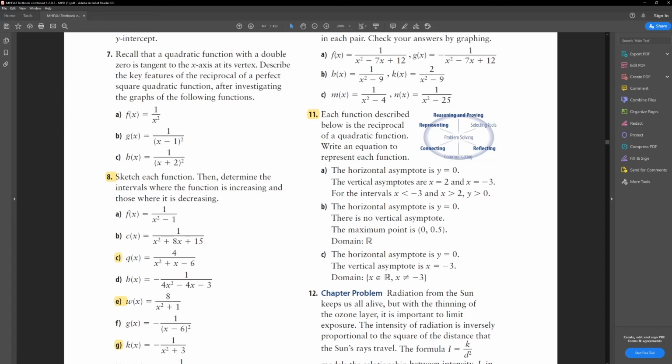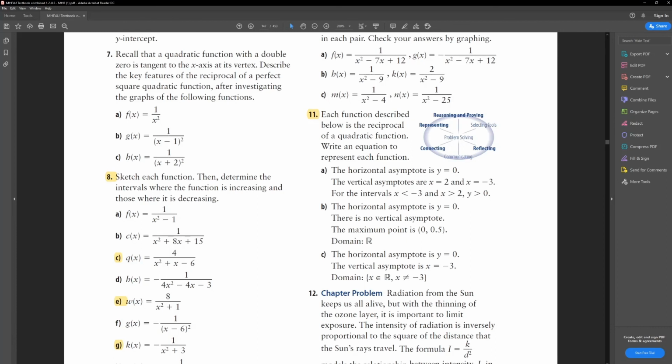Now with that in mind, we could substitute our maximum point in. So we have 0.5 is equal to 1 over x squared plus something, where x squared is actually equal to 0. So y is equal to 1 divided by a value. Now simply solving that, you would find that that value is equal to 2. So what we get is that y is equal to 1 over x squared plus 2.